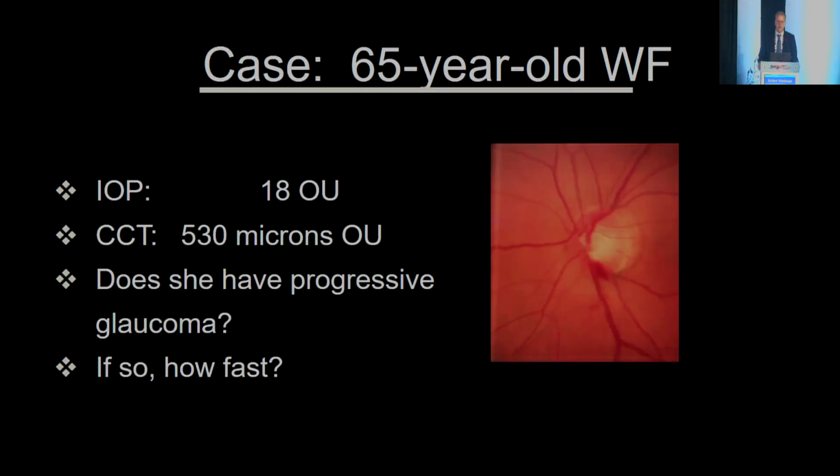So here's this case. You have a 65-year-old female who's in your clinic. Her pressure is 18. Her central corneal thickness is 530 microns, and the question you have to ask yourself is, is her glaucoma progressive? And if so, how fast? And what you do notice on this exam is this disc hemorrhage here. And this disc hemorrhage is going to be associated with progressive glaucoma. So this is what we're going to talk about today. How do you approach this lady?